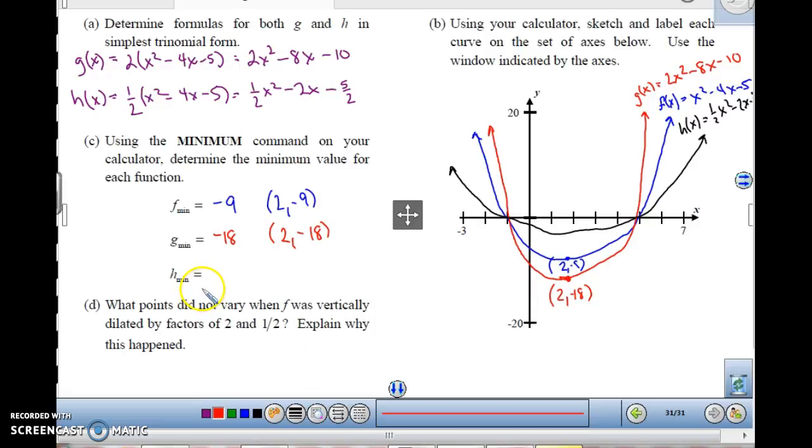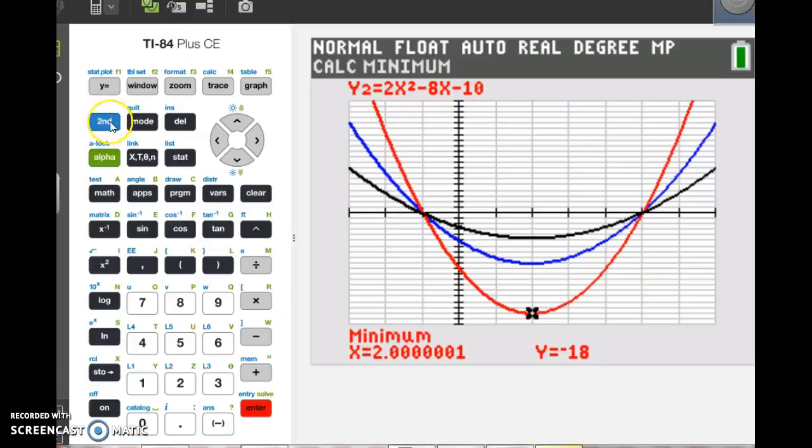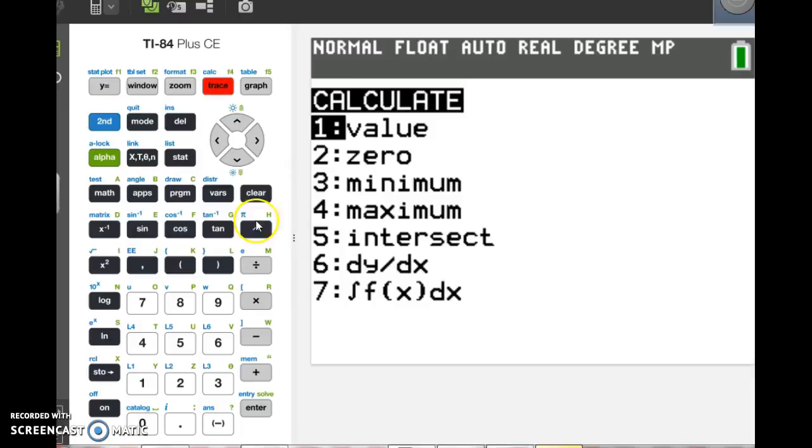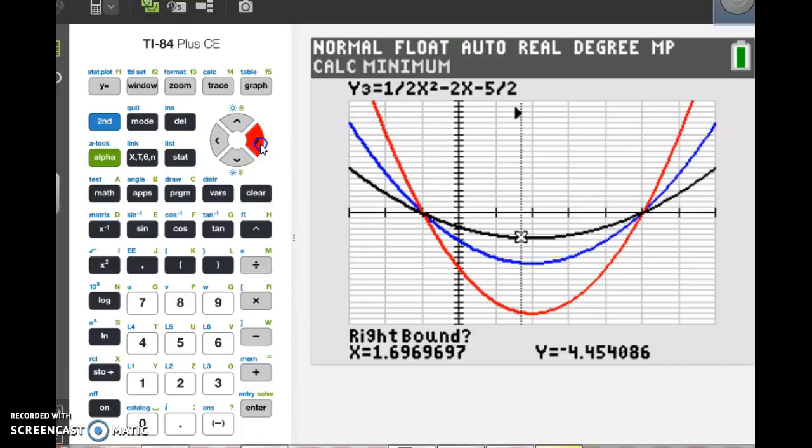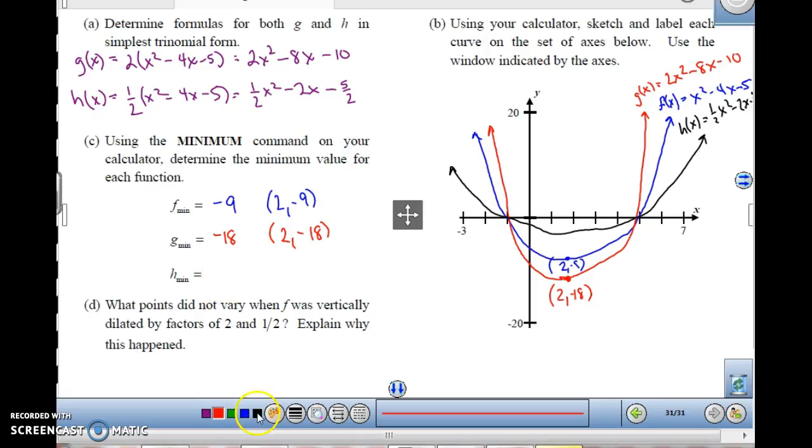Now for my third one, H min. I'm going to go to my calculator. Second trace key, I'm going to pick the minimum, number 3. I'm going to arrow up, so I get to the black one, and I'm going to go to the left and right a little bit. So to the left a little bit, enter. To the right a little bit, enter. And I get 2, this will round to 2, -4.5. Okay, so the black one is going to be -4.5, which is actually the point 2, -4.5.